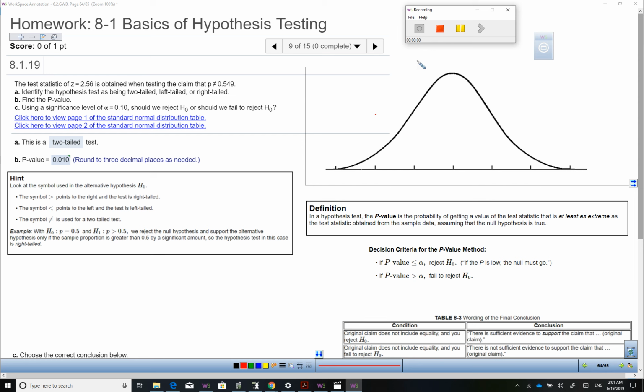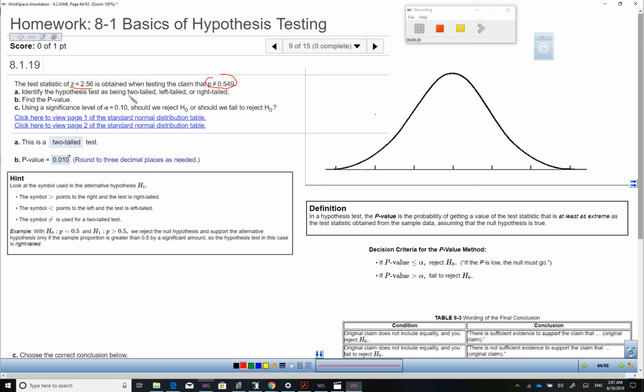Okay, this is problem number 9 on chapter 8, section 1. In this problem, we have the test statistic of 2.56, and that is obtained when testing the claim that the p-value is different than 0.4549. Okay, and well, the first part we need to identify the hypothesis test, the type of test we have.